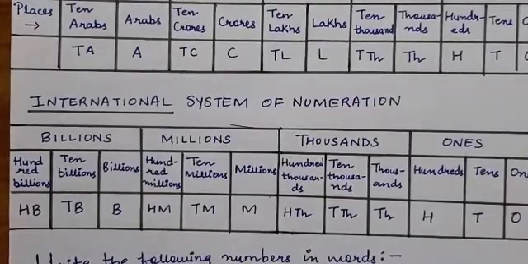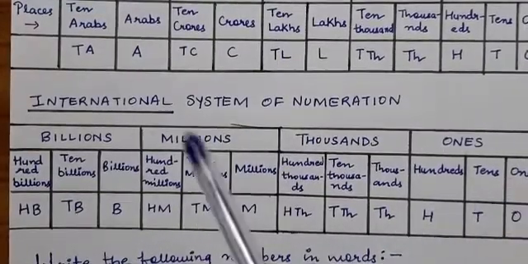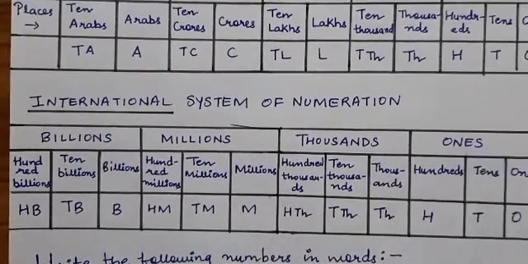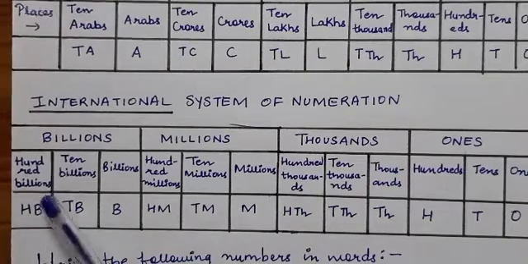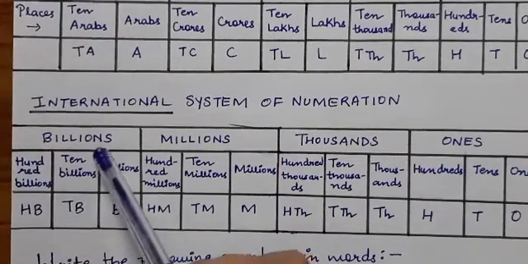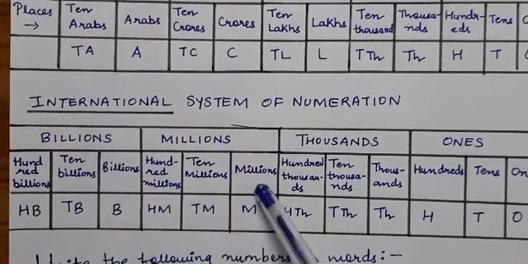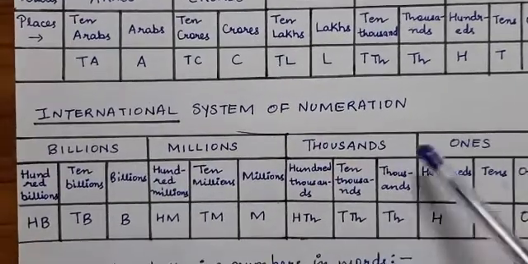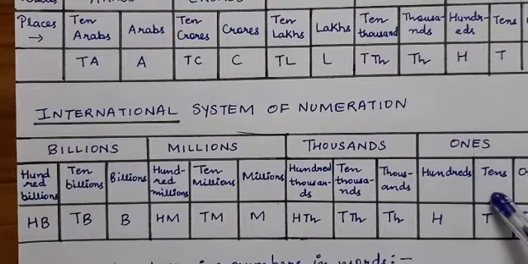Next is the international system of numeration. The periods in this case are billions, millions, thousands, ones. And the places are 100 billions, 10 billions, billions, 100 millions, 10 millions, millions, 100 thousands, 10 thousands, thousands, hundreds, tens, ones.